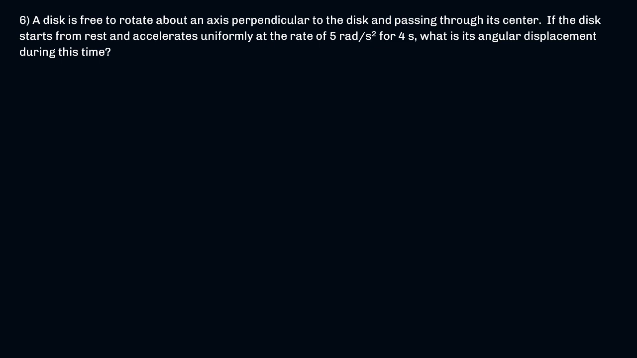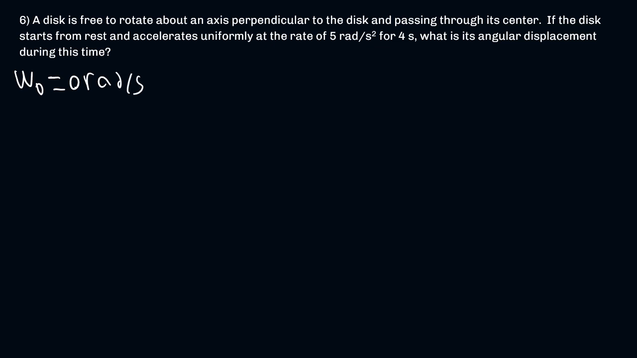So I recognize my kinematic quantities. I have an acceleration, I have time, it says I'm starting from rest. So let's write all those things out and figure out what kinematic equation I'm going to use for this angular kinematics. So we have here that the disk starts from rest, so I have omega naught is equal to 0 radians per second.